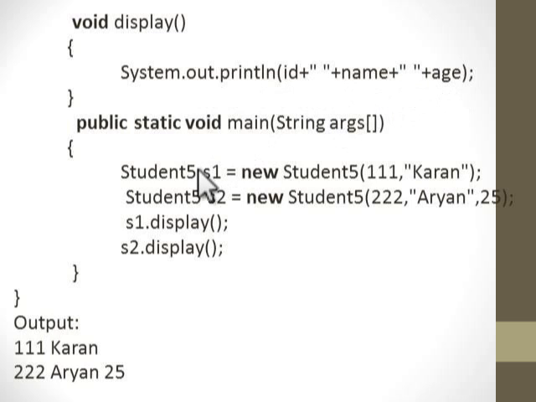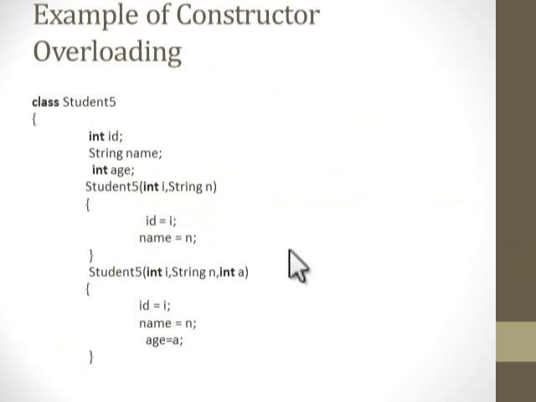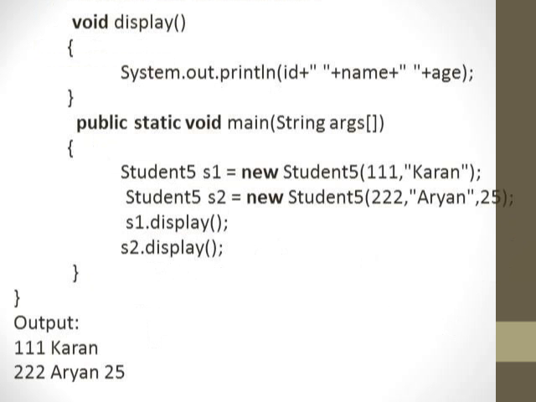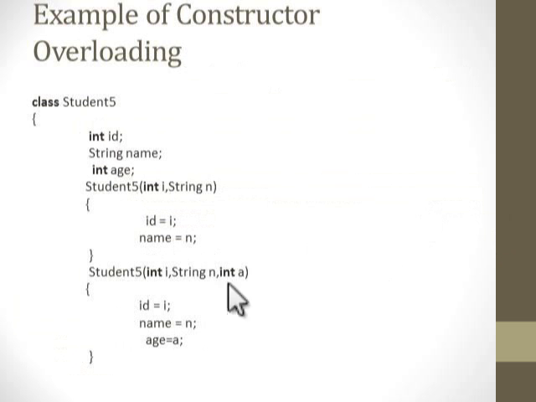Now we create two objects for both constructors. In the first object we pass an integer value and a string value. Now which constructor is this value matched with? This value is matched with this constructor. And in another object we pass integer, string and integer. Which constructor is this value matched with? This value is matched with this constructor.